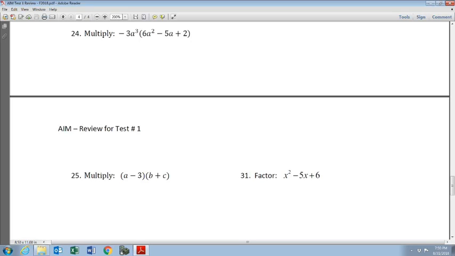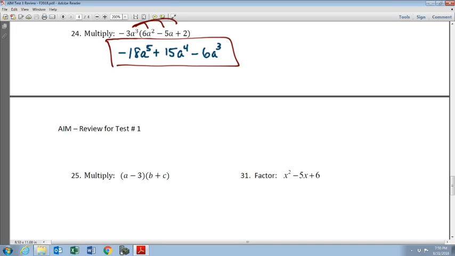On 24, let's see, we're going to have to distribute here. Negative 3a to the 3rd times each of the 3 terms inside the parentheses. So here we're going to get negative 18, and notice a cubed times a squared. We're going to add our exponents. We get a to the 5th. So negative 18a to the 5th. Negative 3a cubed times a negative 5a, we're going to get a positive 15, and then a times a cubed is a to the 4th. And then finally we got negative 3a cubed times 2. That's going to give us a minus 6a cubed.